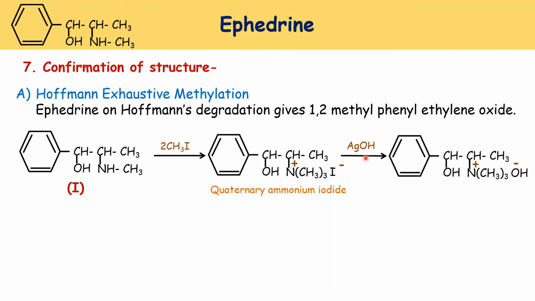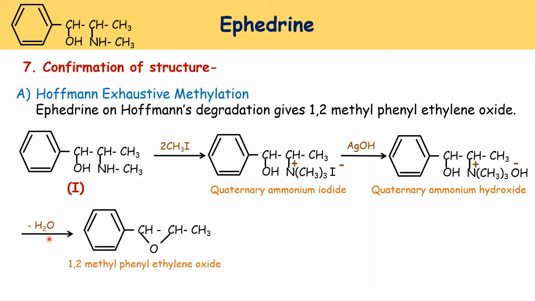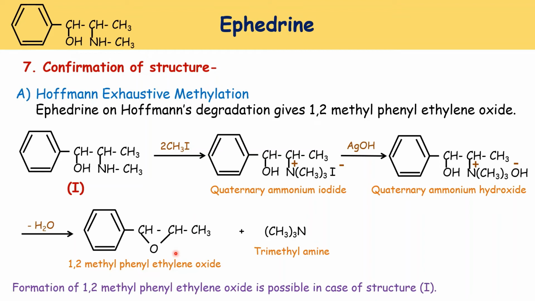gives quaternary ammonium hydroxide as the product, and then there is a dehydration reaction. After dehydration, 1,2-methylphenyl ethylene oxide is obtained as the product, and such a product is possible only in the case of structure 1, as the OH group is adjacent to the NHCH3 group.